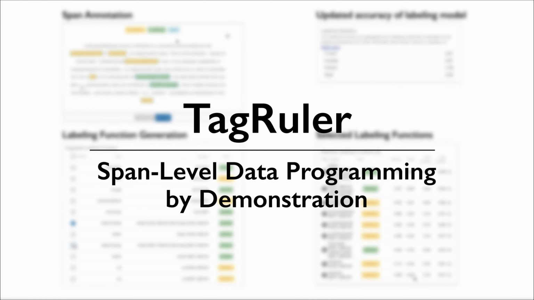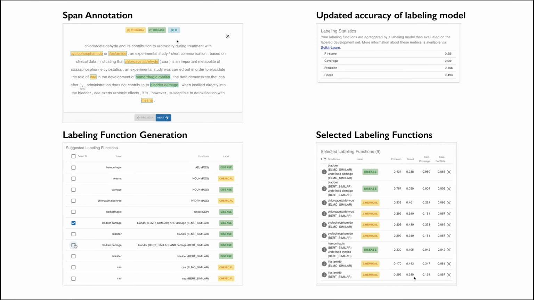TagRuler, span-level data programming by demonstration. We propose a system that extends the data programming by demonstration framework to span-level annotation rules. Data programming by demonstration is a framework that allows users to build labeling functions without coding literacy. TagRuler extends this human-in-the-loop programming technique to span annotation problems by implementing novel features.